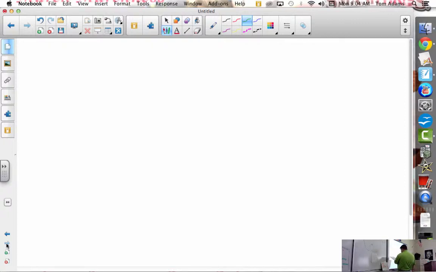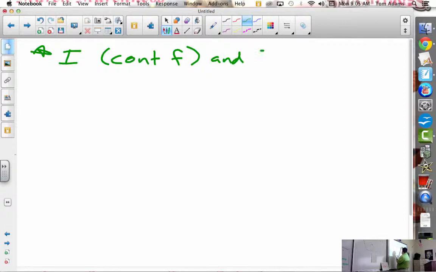So now there's a couple of things. There's a lot of things. This definite integral I, there's a couple of things you need to know. It needs to be on a continuous function. So we'll say a continuous function f, and it has to be continuous from a to b.